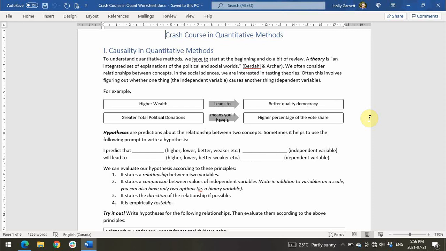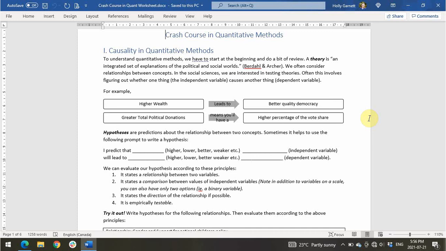That one thing is the independent variable, which then causes the dependent variable, or at least that's what we'd like to show. The easy way to remember that is that the dependent variable depends on the independent variable to happen. So here's an example.